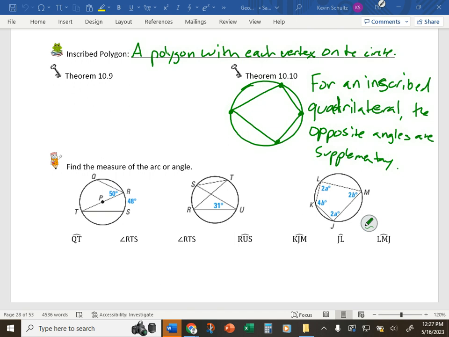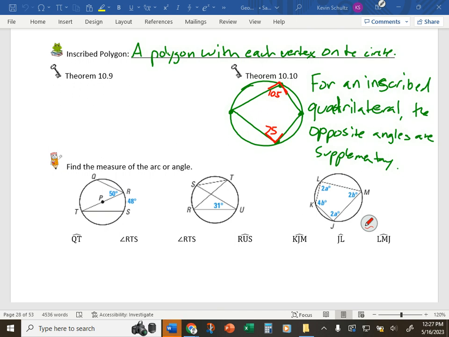So which are the opposite angles? If we have this angle here, the angle opposite to it would be this one here. So if we knew that this angle was 105, then the other angle in red would have to be 75. Why is that? Because supplementary means they add to 180.